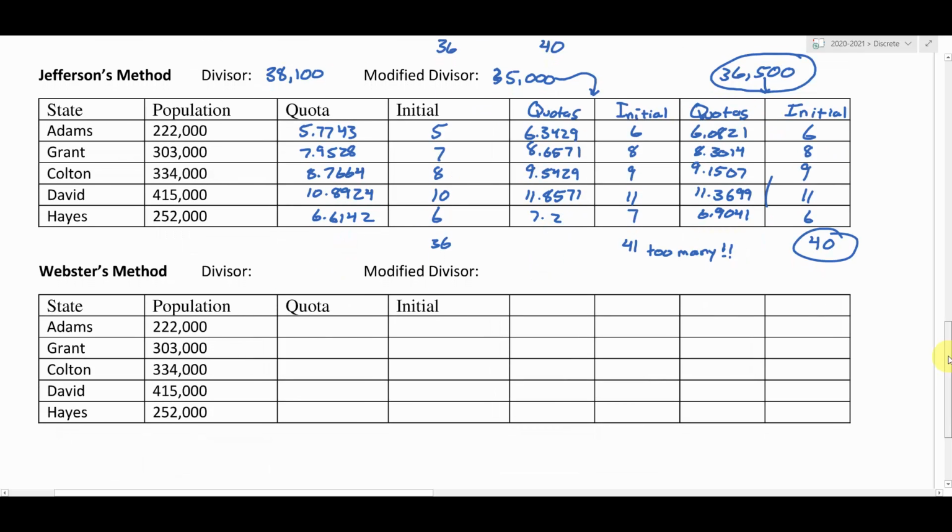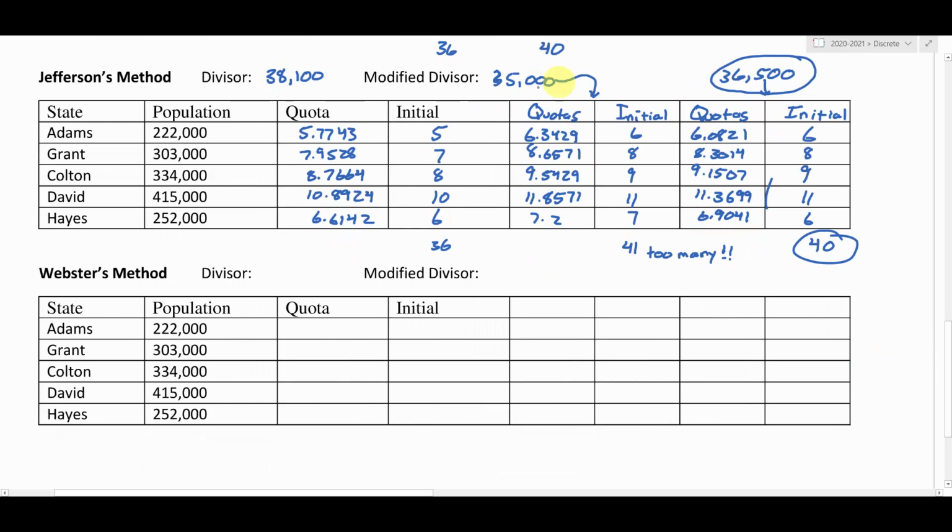That was a really tedious example of Jefferson's method because I had to do two divisors there. So that is one of the drawbacks of any modified divisor method, is that there is a lot of trial and error sometimes. Okay, there's no way around it. It's part of the problem. It means you're doing things right.